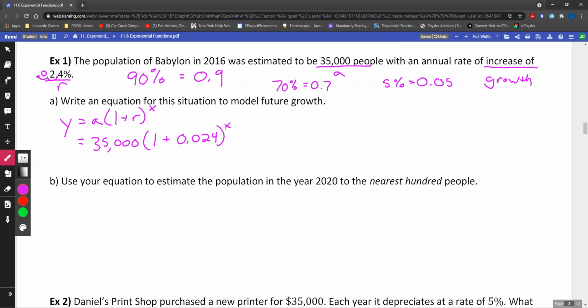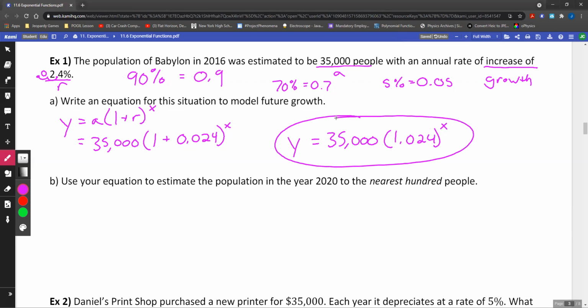And that's going to be raised to the x. We're going to want to actually add these. So the 1 plus 0.024, we can combine that together. And we get our final function as y equals 35,000 times 1.024 to the x power.